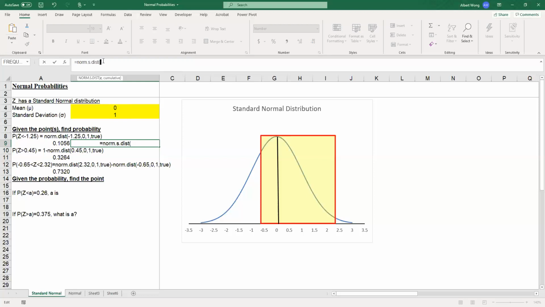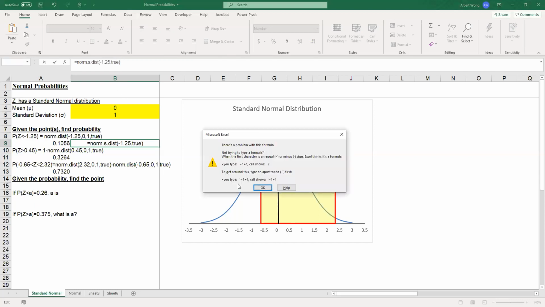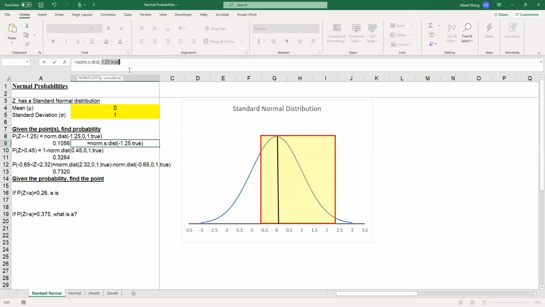And because of it, we don't have to enter the mean and the standard deviation, because by definition, standard normal distribution has mean equal to 0 and standard deviation equal to 1, right? So all we have to do is just enter negative 1.25 and then TRUE, right? So this is another way of doing it. It's not the way that I prefer to do it because we have to remember another function.